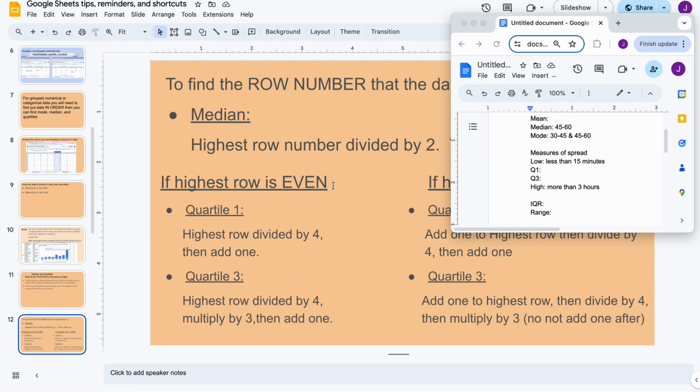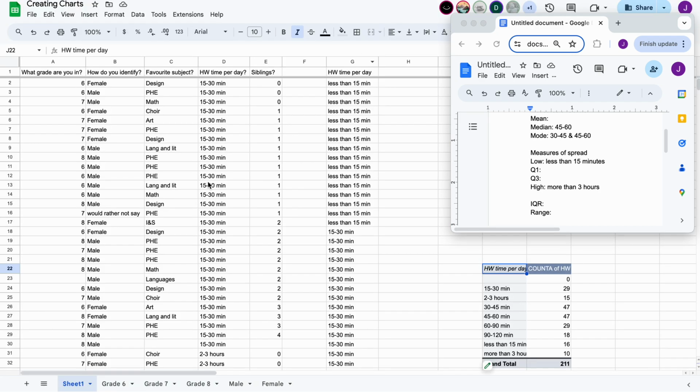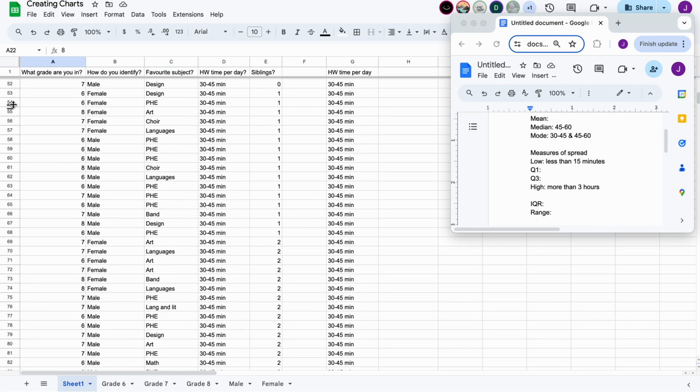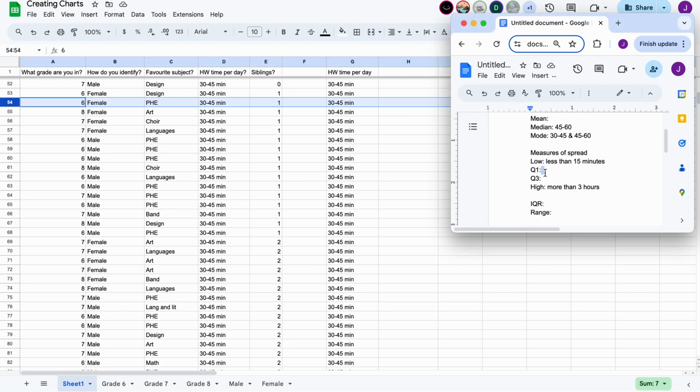For quartile 1, it's the highest row divided by 4 and add 1. I know that it's 212 rows, divided by 4 is 53, plus 1 is the 54th row, which is my Q1. 54th row, I click on it. 30 to 45 minutes is Q1.